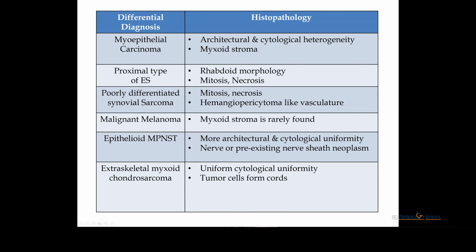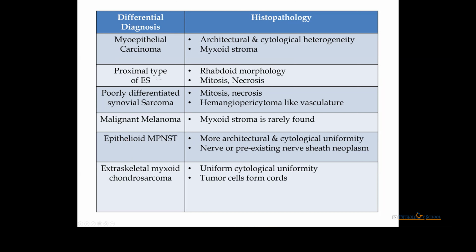First of all, we ruled out the possibility of epithelioid MPNST as well as extraskeletal myxoid chondrosarcoma. Both these tumors can occur on the lower extremities, but they show more architectural as well as cytological uniformity, which is in contrast to our tumor. Then, in view of epithelioid morphology and prominent nucleoli, we thought of malignant melanoma, but myxoid stroma is very rarely seen in malignant melanoma. So we ruled out malignant melanoma also.